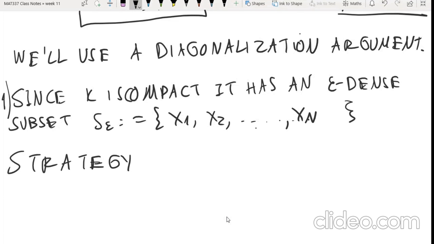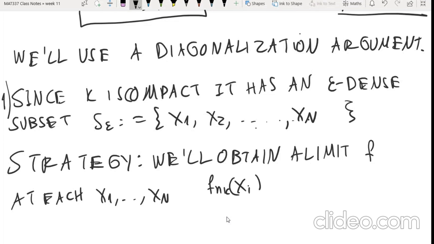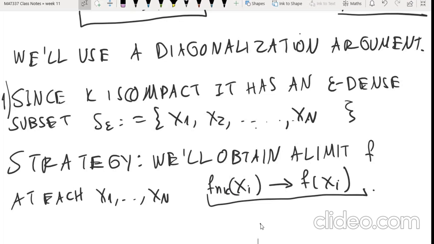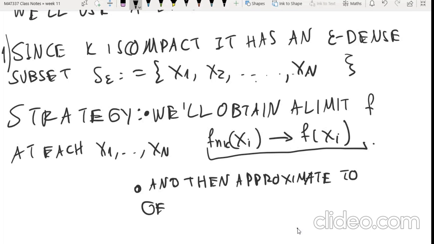Strategy. We will obtain a limit f at each of x1 to xn. So we will have f_{n_k}(x_i) going to f(x_i). So we will obtain a limit on this dense set. So first get a limit on the dense set, and then approximate to general x in K.